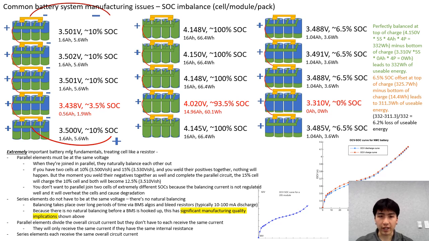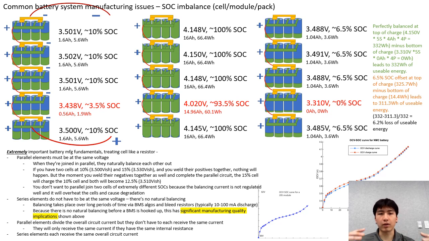In this slide, the first thing I wanted to go over is all the text in the bottom left. There I have it labeled as extremely important battery manufacturing fundamentals, and you're treating the cell like a resistor in this case. So the first principle here is that parallel elements must be at the same voltage. That means all cells that are connected in parallel must be at the same voltage.